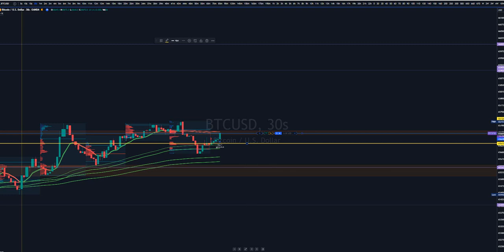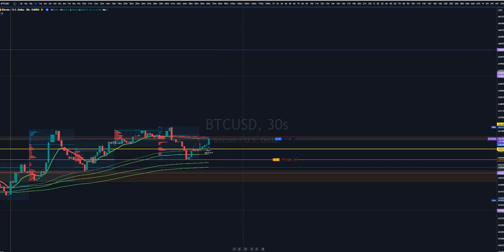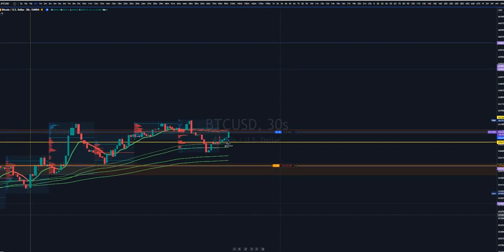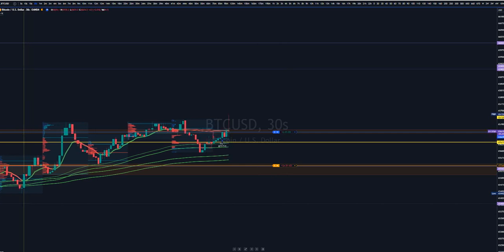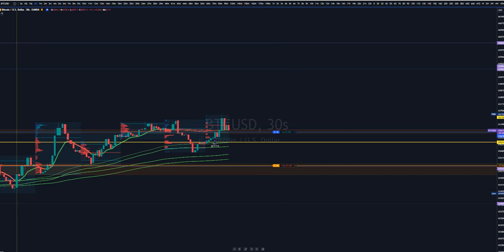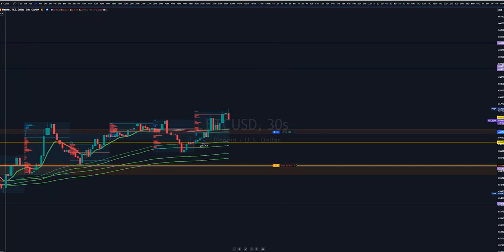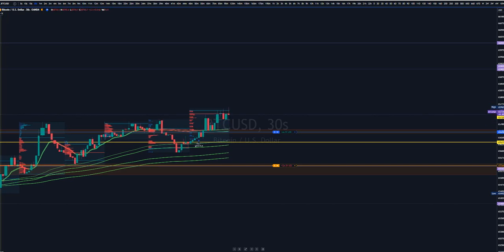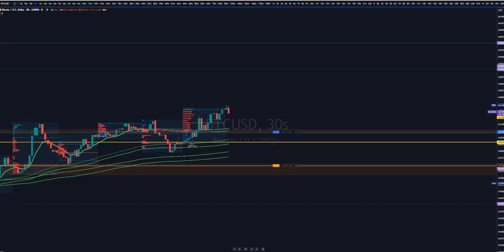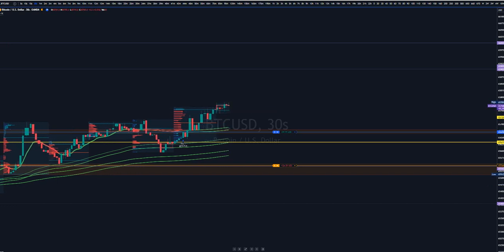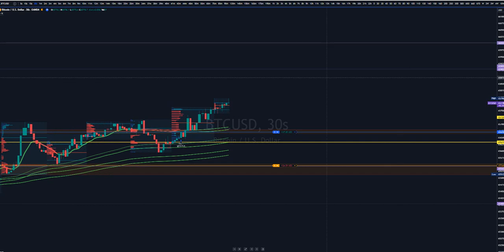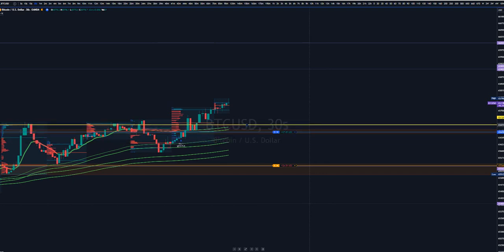We put our stop below the last swing price. Right. And now we see the market is working for us. Now which POC is relevant to us? I move it here.